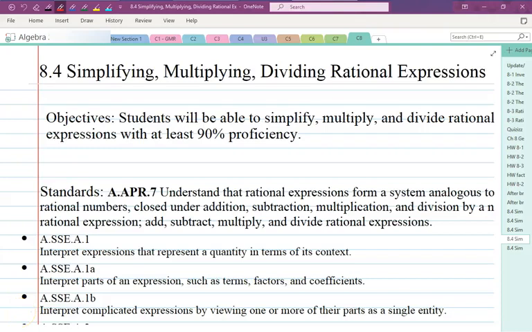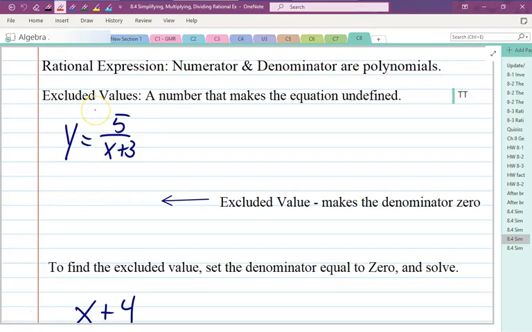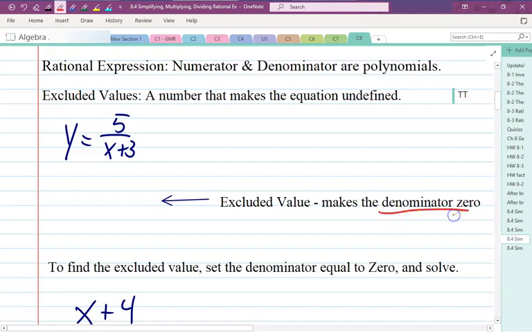Simplifying, multiplying, and dividing rational expressions. Remember, a rational expression is a fraction where the numerator and/or the denominator are polynomials. So first we need to look at the excluded values. Excluded values are the numbers that make an expression undefined. Basically, it's going to make the denominator 0.